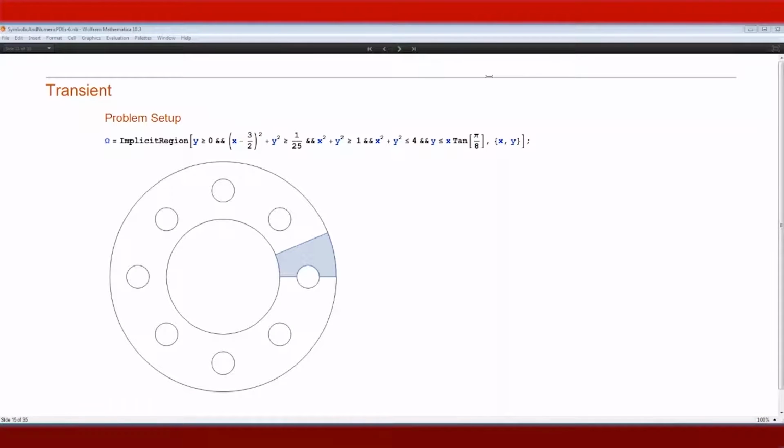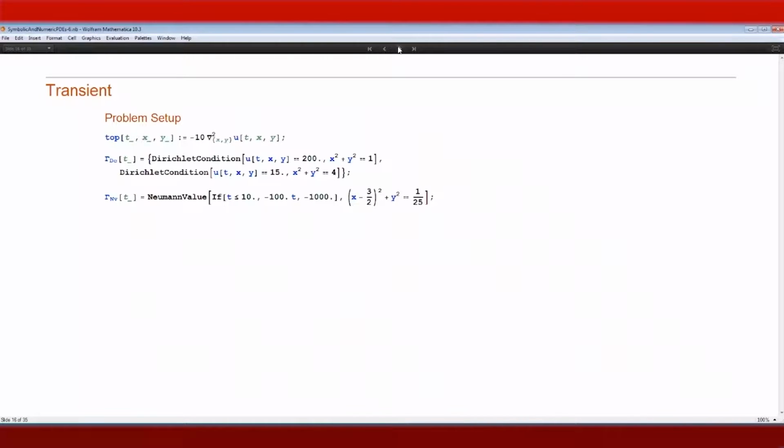Let's look at the transient problem. Imagine a pipe. Inside the pipe, we have a hot liquid, and outside we have room temperature. Now, additionally, in the pipe wall, there are cooling ducts to cool the pipe as such. The specific region that models a symmetrical part of that pipe is depicted below in blue, and the mathematical description is given as an implicit region.